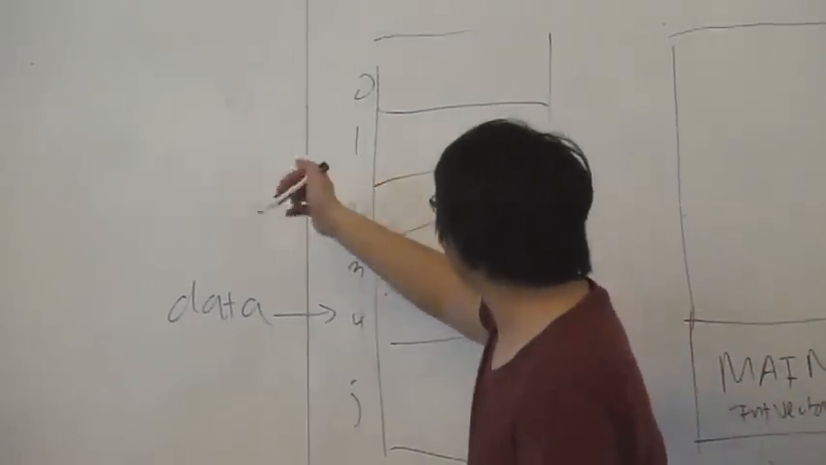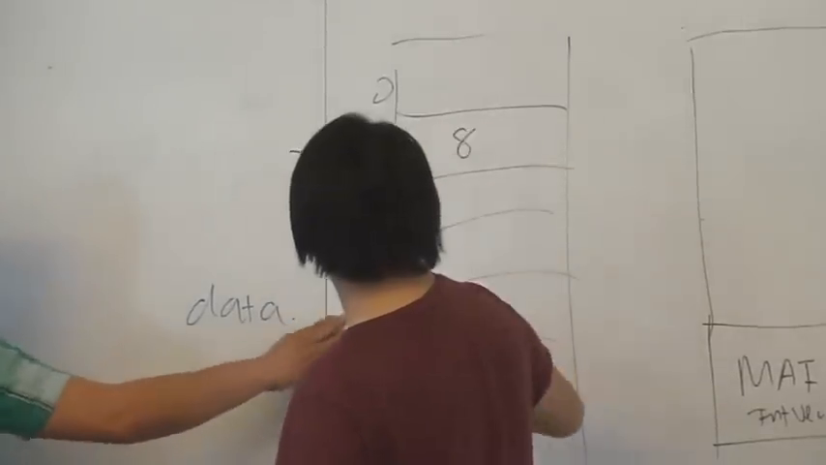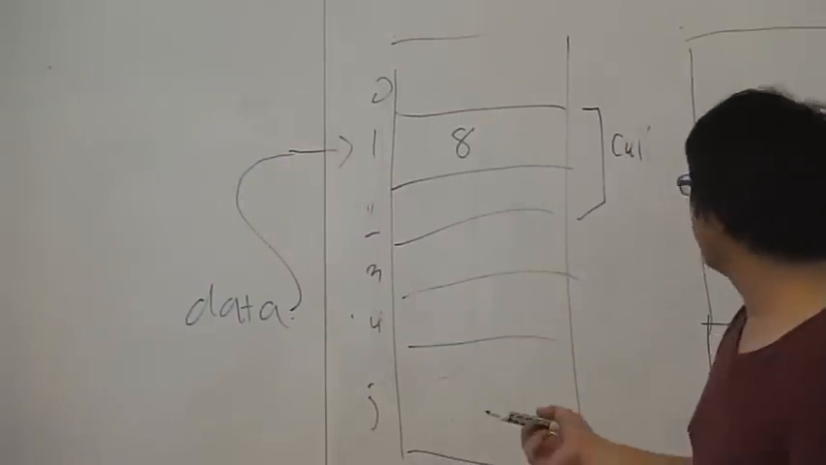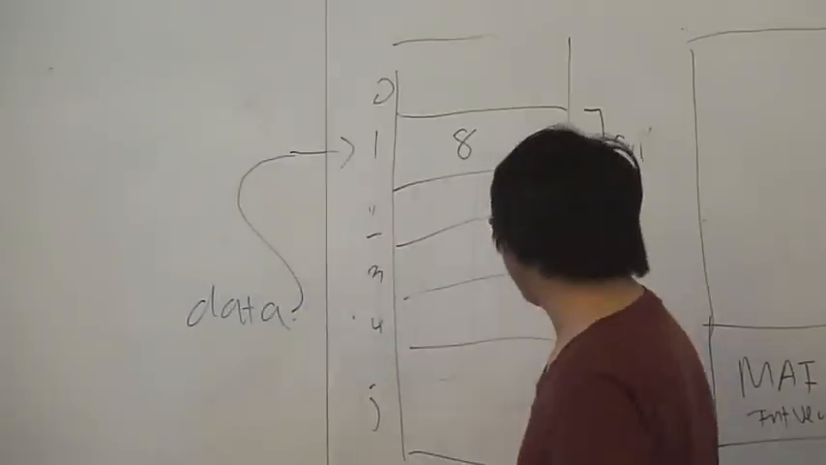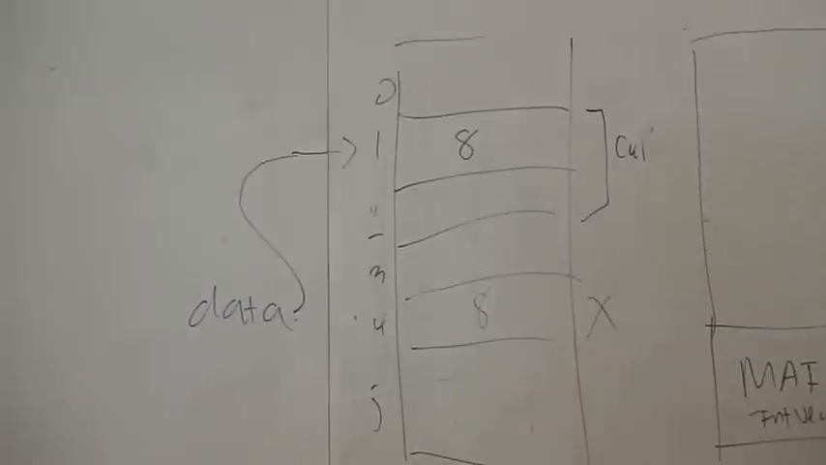And then let's say it decides to put it at 1 now. So it'll say this is 8, and that my capacity is this much, because we doubled it, right? So now data points there. 8 still exists here, it's just no longer valid, right?